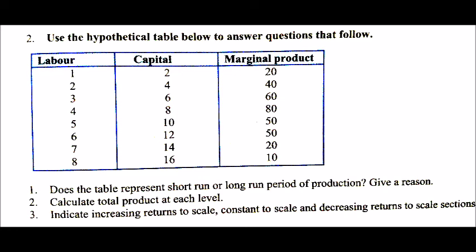Note that with short run production, one or more inputs are fixed, with others variable. So it cannot be a short run, it's a long run period, because both labor and capital are variable. But in short run, one is fixed, another is variable. Take note, normally in the short run, land or capital is fixed, whilst labor is variable.